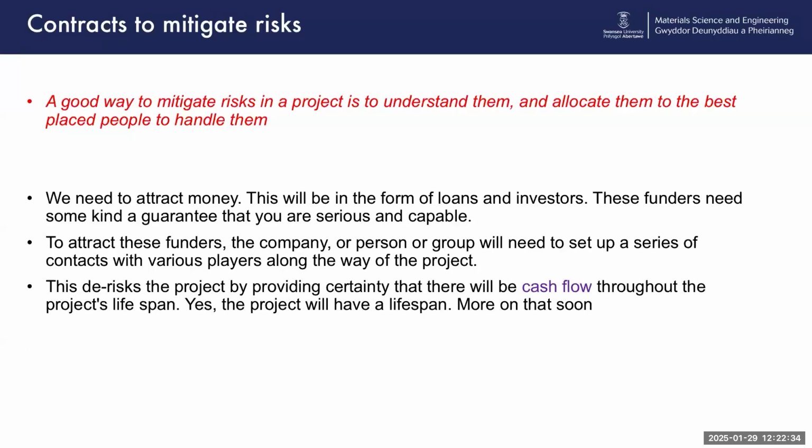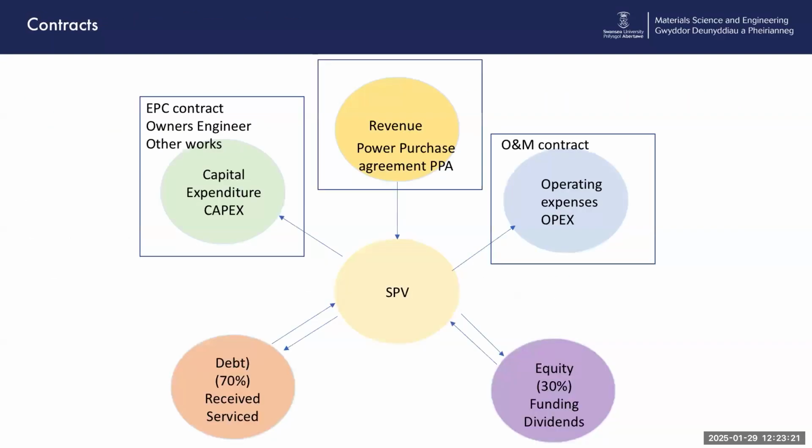Well, we have to understand that lenders, in their feasibility stage, are basically trying to mitigate risks. Your project is always a risk. And a good way to mitigate risks in a project is to first of all understand them, and secondly to allocate them to the best people placed to handle them. So we need to attract money in from the bank and investors, and we'll do so in the form of loans and equity. They need some kind of guarantee that you are serious and capable of doing this project. And so they will de-risk these things and add certainty to the project and make sure there's cash flow through the lifespan of the project by allocating contracts to people who know what they're doing. And let me explain that.